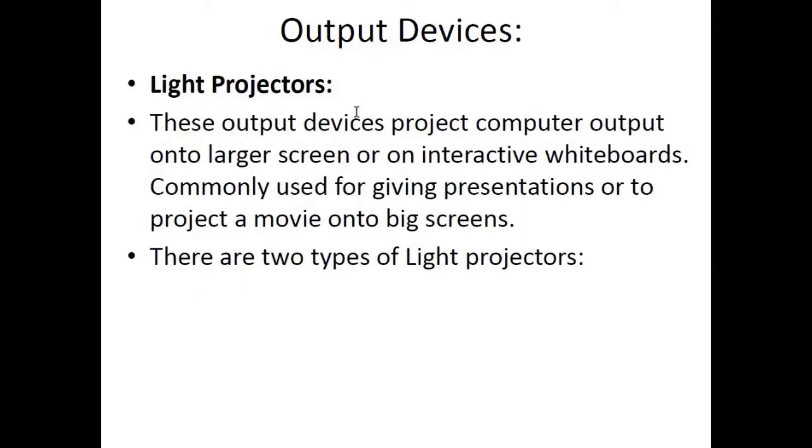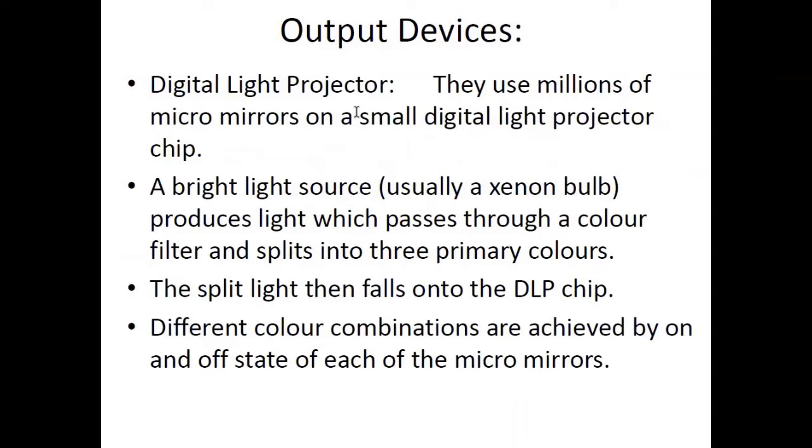Next output device we have are light projectors. These output devices project computer output onto a large screen or on an interactive whiteboard. They are commonly used for giving presentations or to project a movie onto big screens. There are 2 types of light projectors: digital light projectors and LCD light projectors.